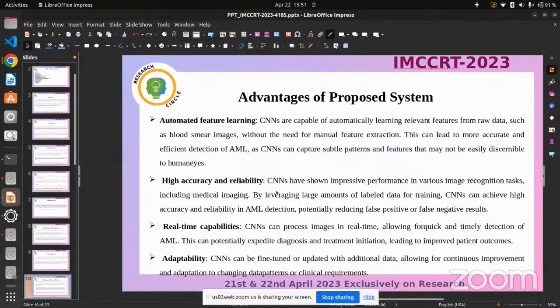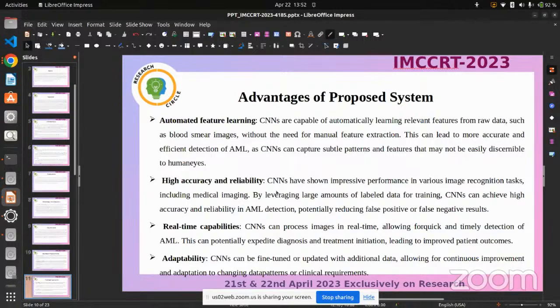CNNs are basically developed for image recognition tasks, and they are hugely used in this image field. So we will be getting the best accuracy and reliability. We can easily trust them. Real-time capabilities: these images are processed in real time, so they will be detected quickly. Adaptability: we can fine tune the model and update the model with new data as we go on, right? So that means continuous improvement.